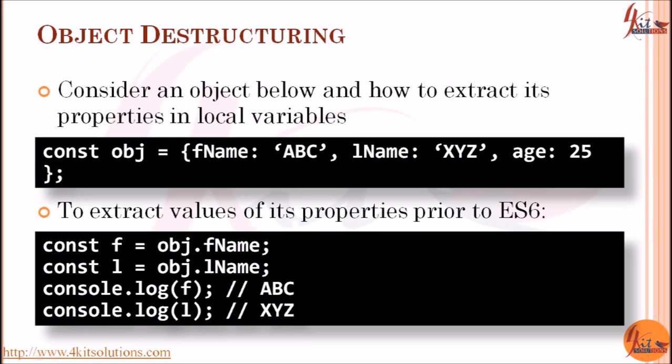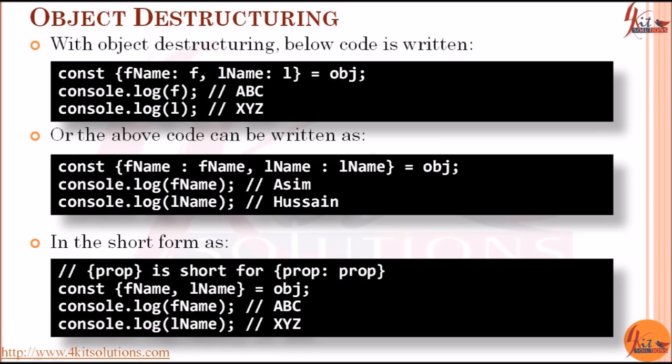Suppose we have an object like this, an object with three properties: fname, lname, and age. Suppose we want to extract the value of this property and assign it to a variable. So how would we write? We write like this: constant f equal to obj.fname. And to extract the second property value, we'll write like this: constant L equal to obj.lname. So prior to ES6, we have to write like this to extract the values of this object.